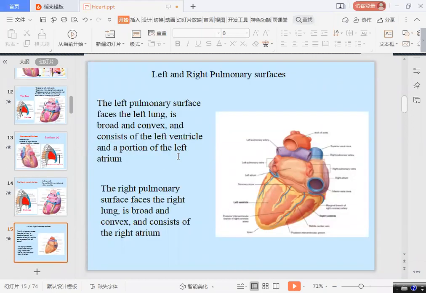We have two more surfaces, the left and right pulmonary surfaces. They are in relation with the pleura or with the lungs, because the heart. I have the picture.